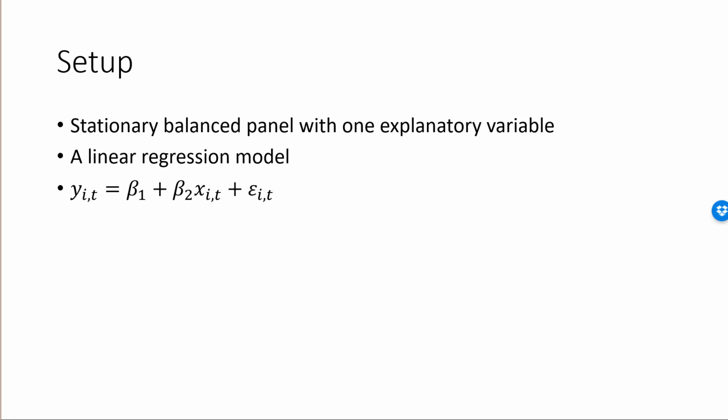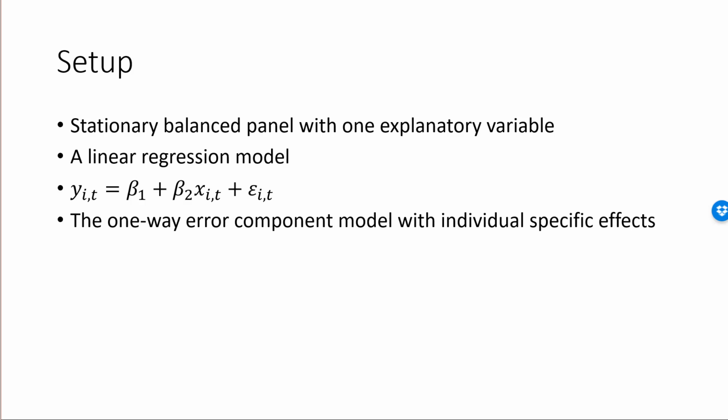So I have a linear regression model. Y_it is beta 1 plus beta 2 x_it plus an error term epsilon_it. I make the error component assumption. We have three possible error component models, and I will work with just one of them, namely the one-way with individual specific effects. But everything I cover in this lecture will work equally well for the time-specific effect and for a two-way error component model.